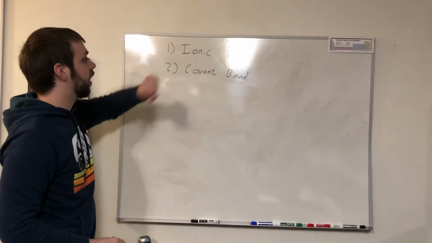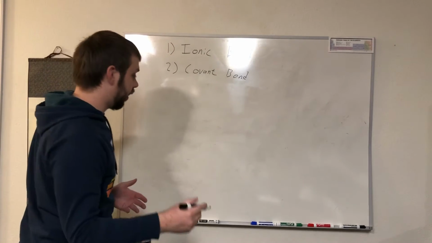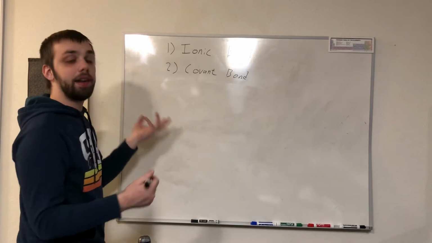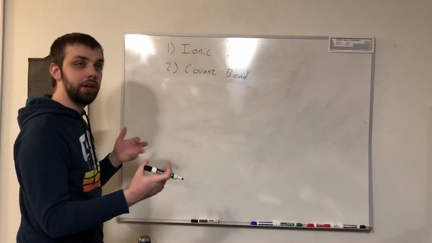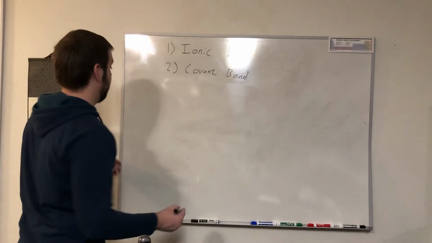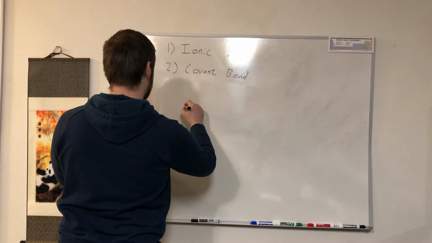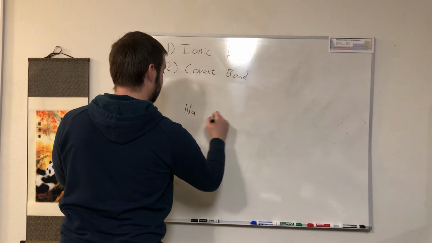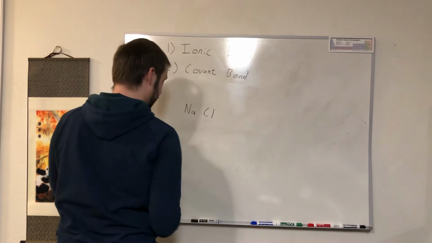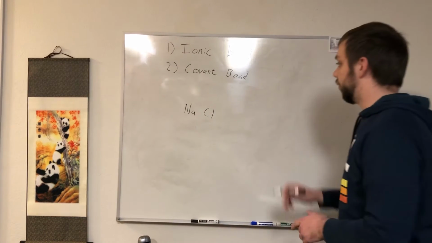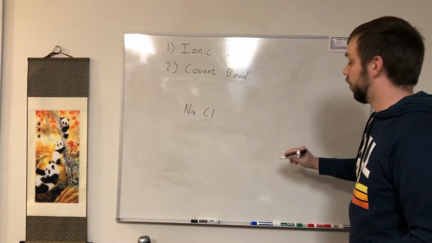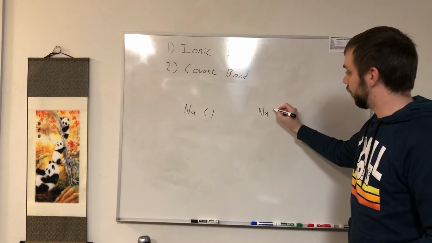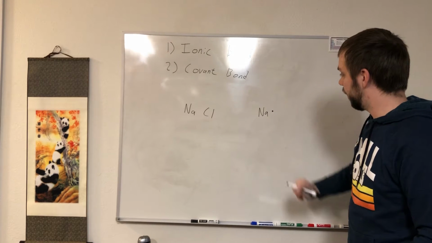Okay, so let's talk about an ionic bond. An ionic bond is when at least one electron is transferred from one atom to the other, forming ions. We can see this if we have something like sodium chloride. We can look at our periodic table, and sodium is a group 1 element, so we know it has one valence electron. We're just going to draw a Lewis structure of sodium here. It has one valence electron.